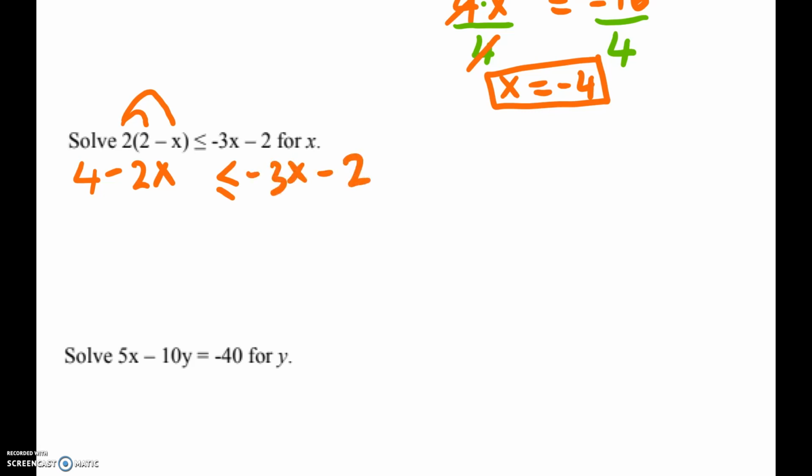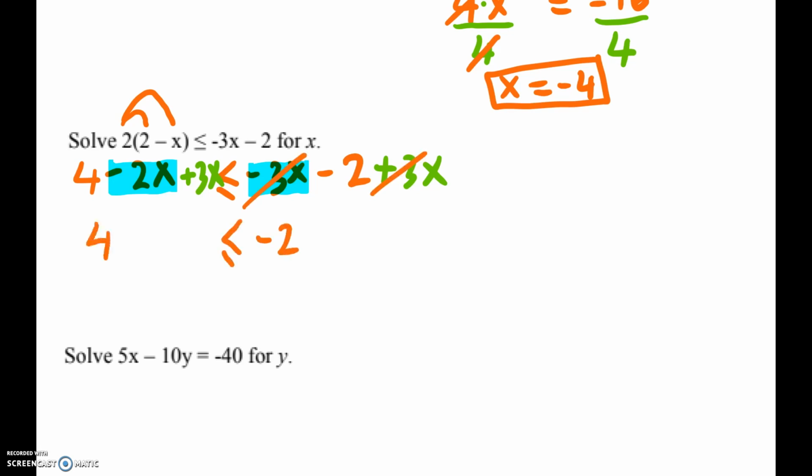Just like the previous problem, I want to see the variable x's together. So let's add 3x to both sides. If you do that, you can make a 0 here. You can get rid of this. On the right you only have negative 2. On the left you have 4, and negative 2x plus 3x is 4 plus x.